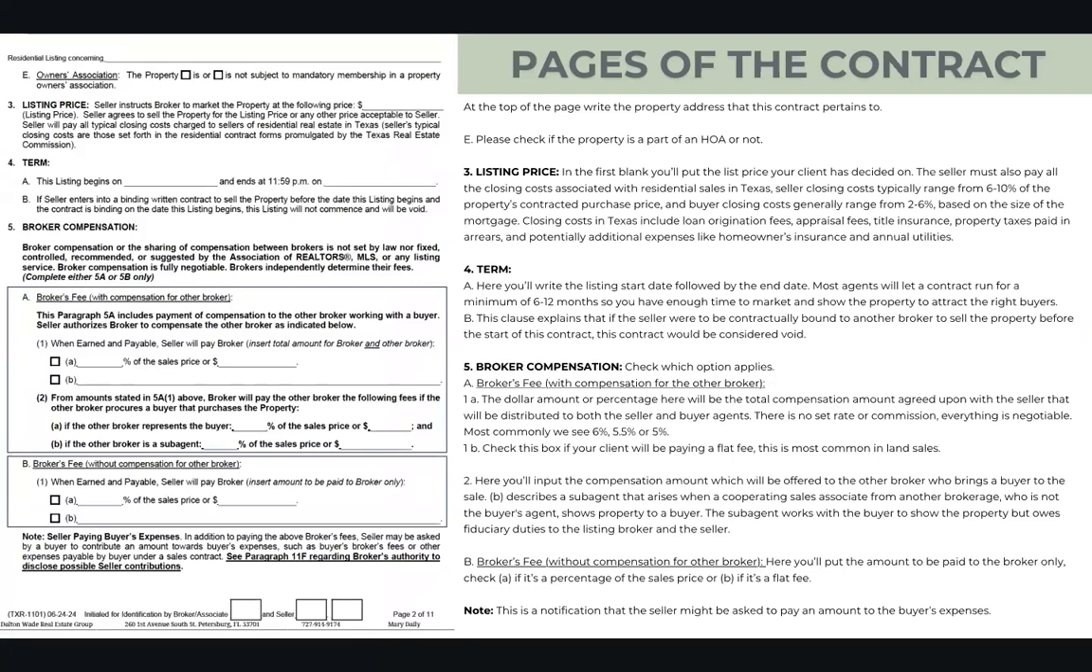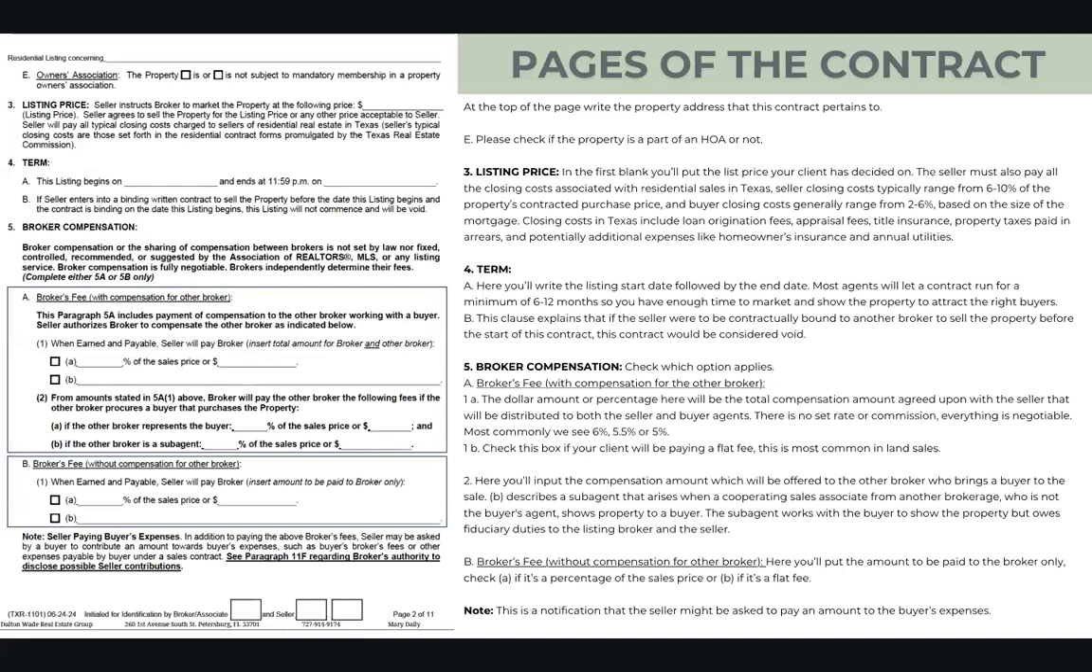Number 3 is the listing price. In the first blank, you'll put the list price that your client has decided on. The seller must also pay all the closing costs associated with residential sales in Texas. Seller closing costs typically range from 6 to 10% of the property's contracted purchase price, and the buyer closing costs generally range from 2 to 6% based on the size of the mortgage.